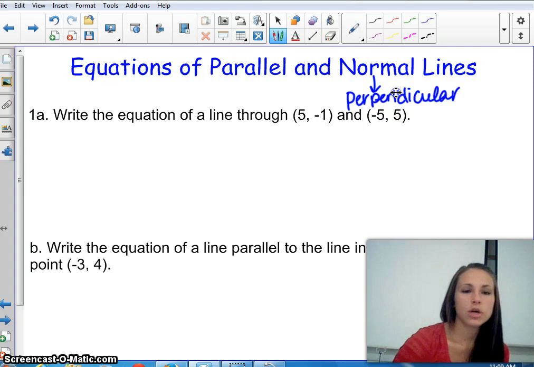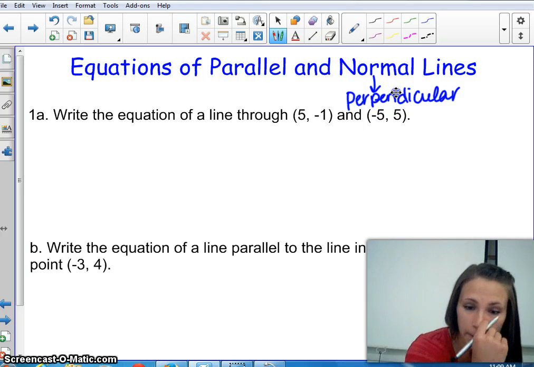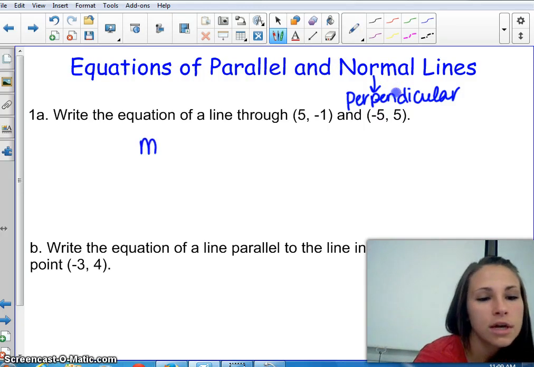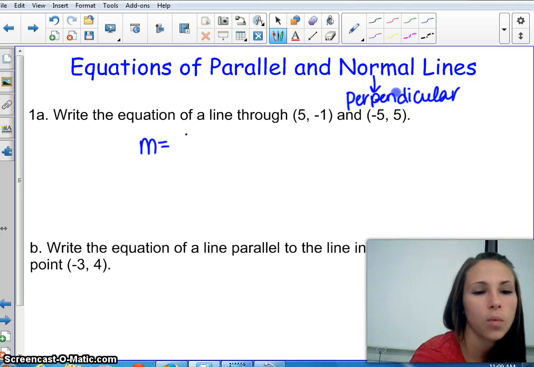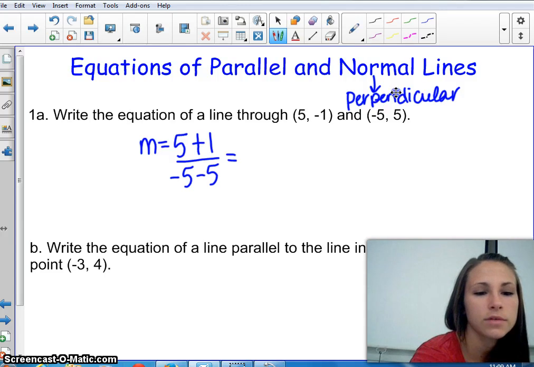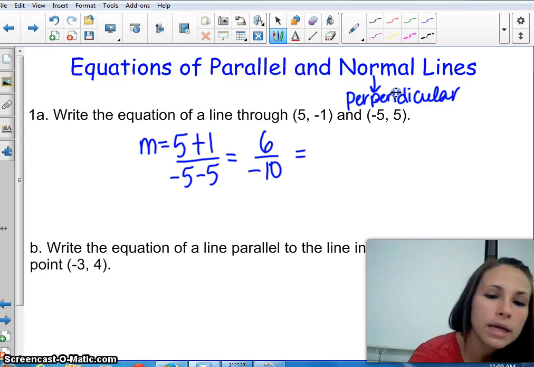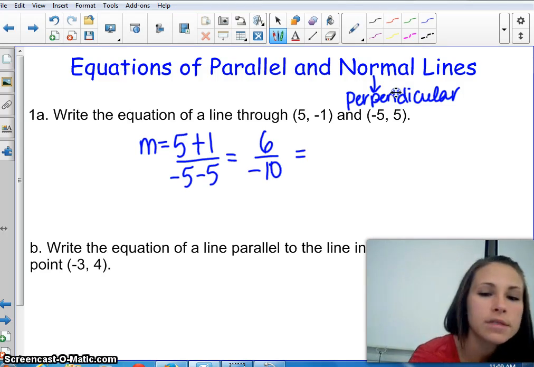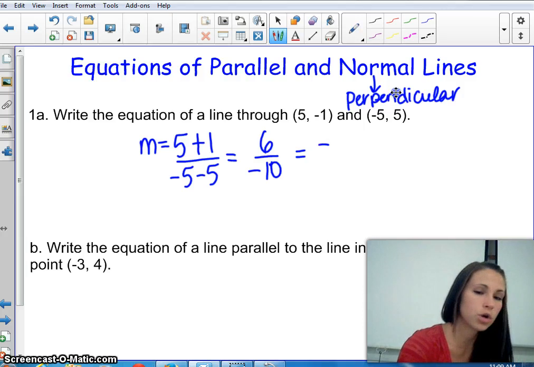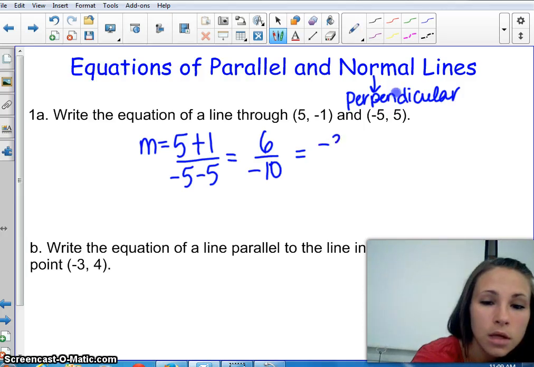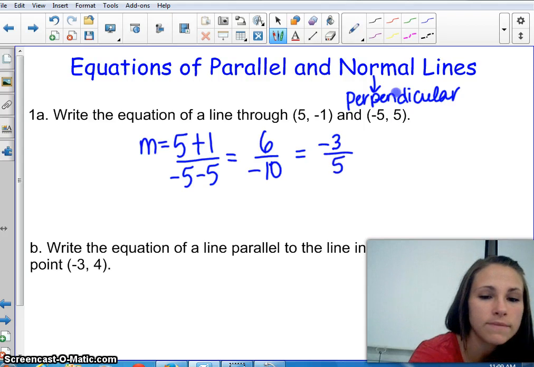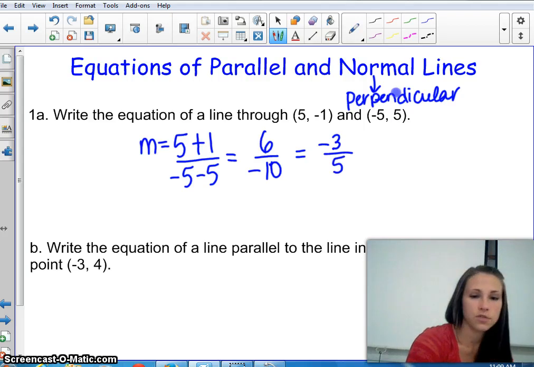So we're going to write the equation of a line through 5, negative 1, and negative 5, 5. So first thing I've got to do is find the slope. So I'm going to say y2 minus y1 is going to be 5 plus 1 over negative 5 minus 5. And so this is going to end up giving me a 6 over a negative 10. And so when I take that and reduce it and simplify, this is going to end up giving me a negative. 2 will go into both of those, so 2 goes into 6 3 times, and 2 goes into 10 5 times. So a negative 3/5 for the slope.